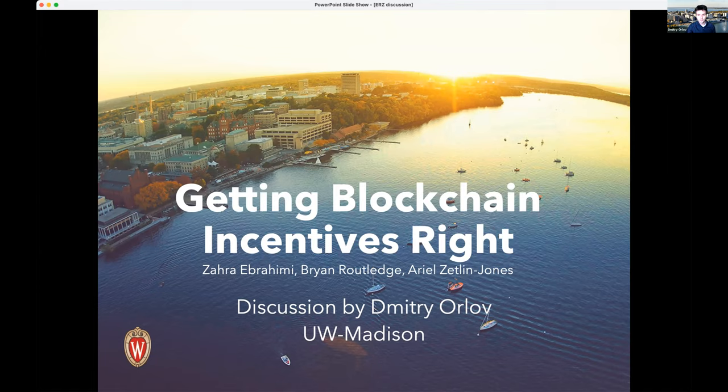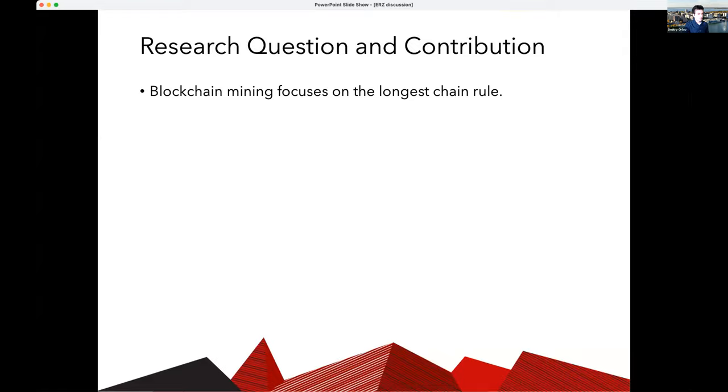So let's talk about the paper. Ariel did a good job summarizing it, and I'll be brief, it's going to be one slide. Blockchain mining focuses on the longest chain rule. That's kind of our chief idea. The longest chain wins, so if you are unsure where to add a block, you should add it to the longest chain.